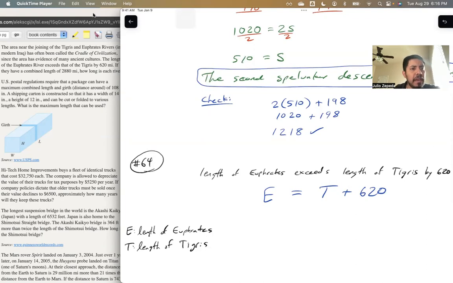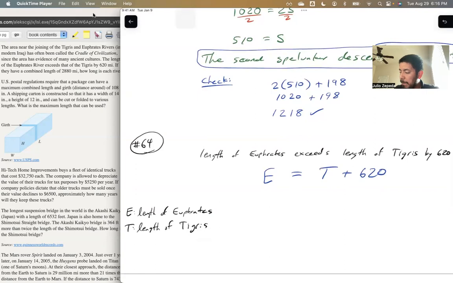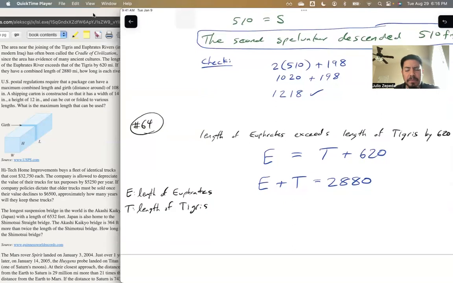And then it says, if they have a combined length of 2,880 miles, how long is each river? So the combined length is E plus T, the length of, if I combine their lengths, then I get 2,880 miles. Okay, I'm leaving the units off right now because we don't really want to put the units in the equation. If we can leave them off, that's okay.